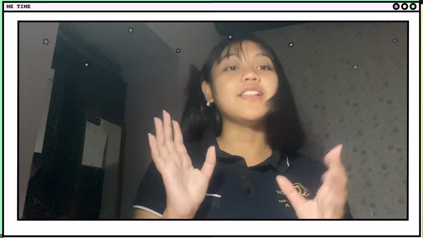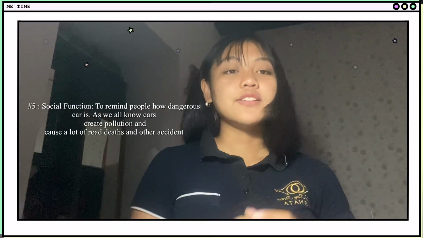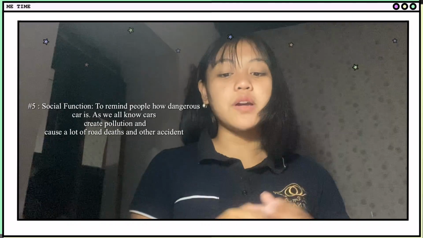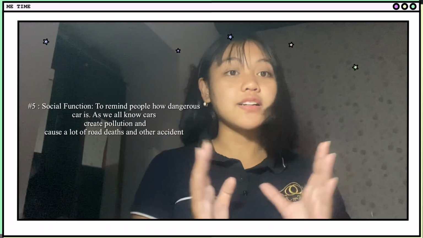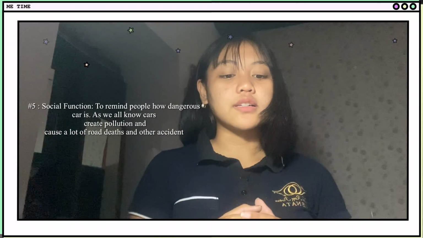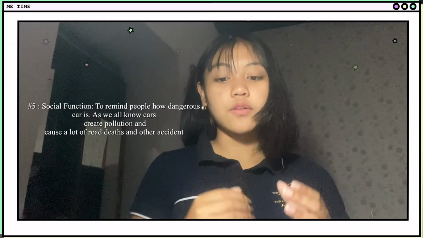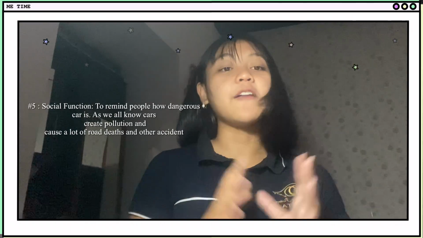The fifth or the last one is social function. Social function of the text is to remind people how dangerous car is. As we all know, cars create pollution and cause a lot of road deaths and other accidents.